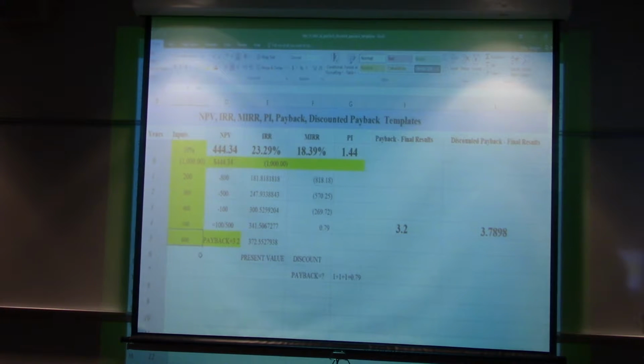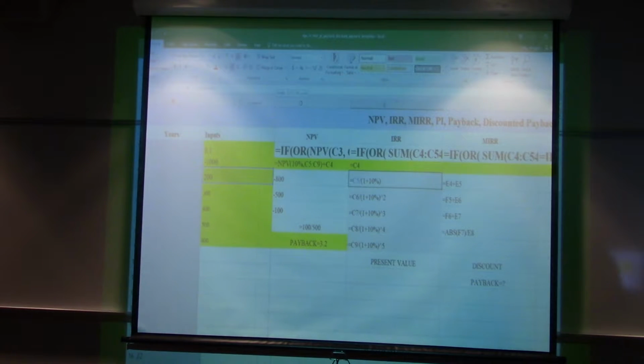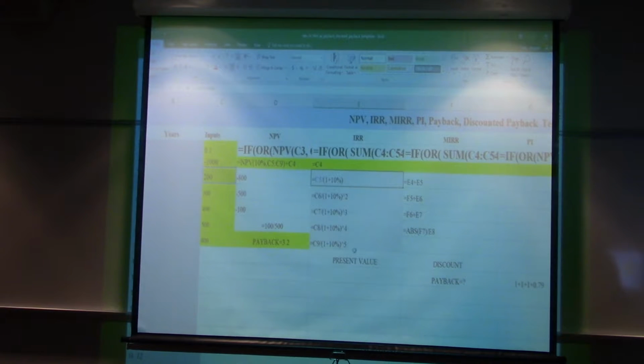So the discounted payback is just a little bit complicated. You need to get the present value first, like I was doing here. $200 present value is here. So these are all the present values. You get the present value first, and then you deduct the present values of the cash flows from your borrowing of $1,000. So you see, this is the equation here.